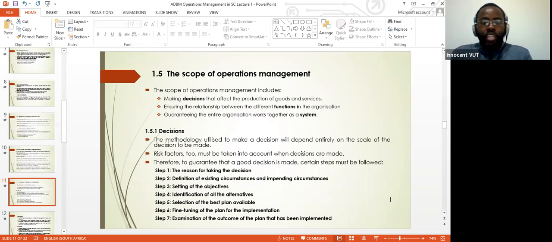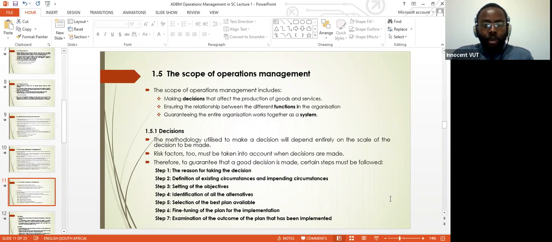And then step number three, setting of objectives. The measures used to define the success of the process must be described plainly. The measures that are used to define the success of the process need to be described. This may include factors such as profit expectation, what the organization is expecting as far as profit is concerned, and then cost performance and maybe the required return on investment.